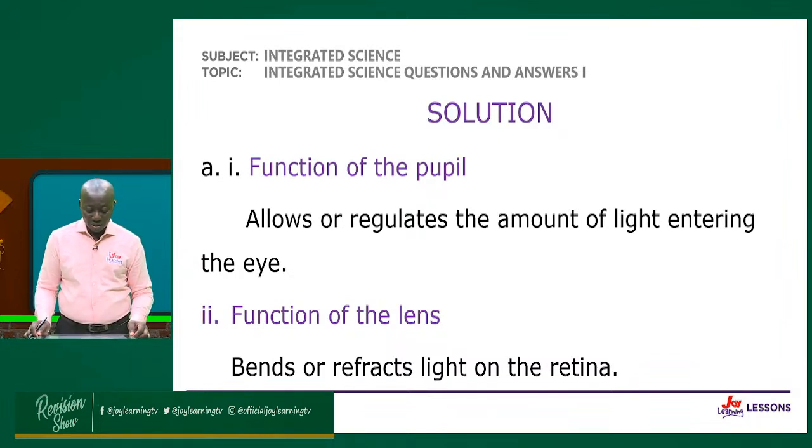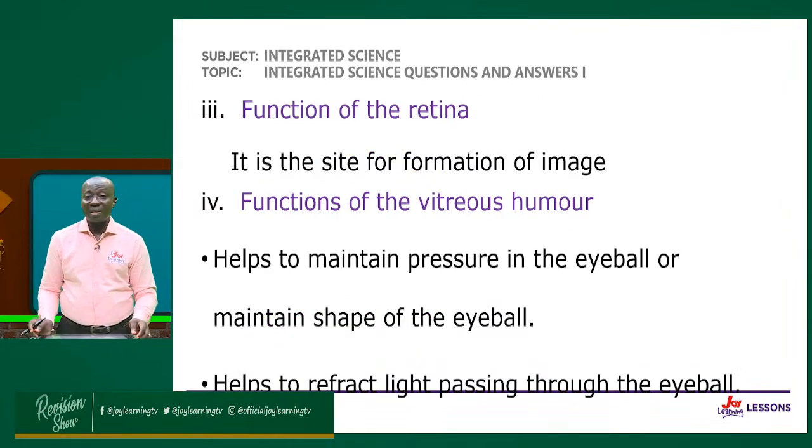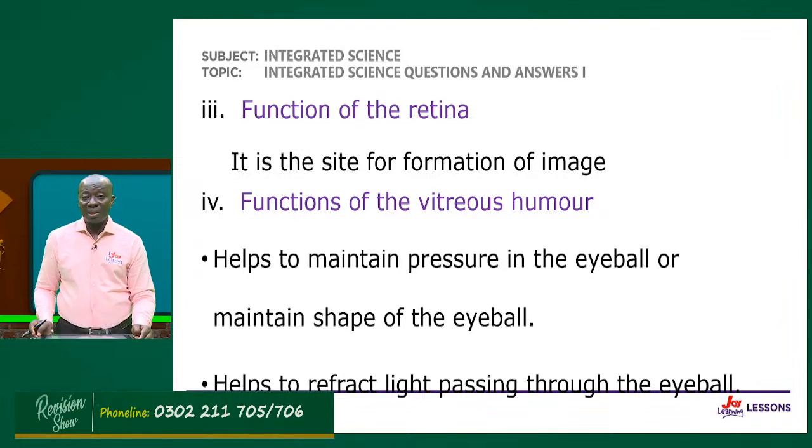Functions of the lens. So the lens, that is the eye lens, bends or refracts light on the retina. Then III, functions of the retina. Now it is a site for formation of images. The site for formation of images.